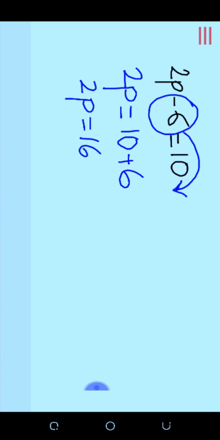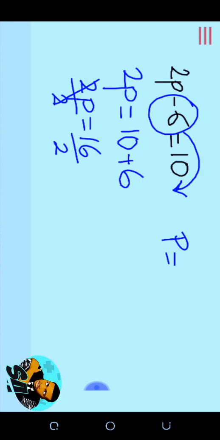And then, like example 2 that we took, we're going to divide both sides by 2 because p is what we're looking for. P wants to be alone. Okay, so my answer would be p equals 16 divided by 2, which will give me 8. So my answer is 8. It's so easy, isn't it?